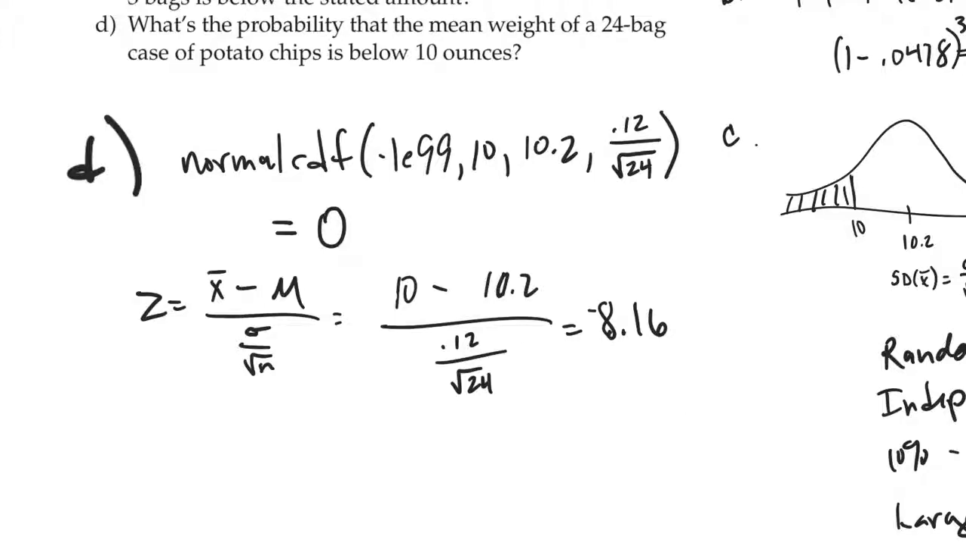So there's almost no chance that you're going to walk into a store or a factory and pull out 24 bags and they'll all be less than 10 ounces. It's just not going to happen. They don't occur often enough.